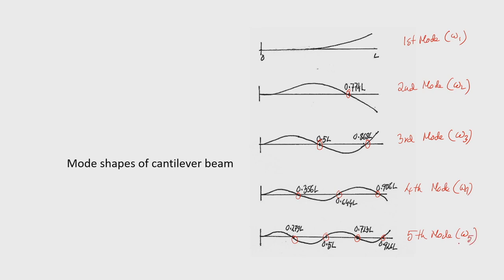So here you are getting four nodal points. You can see as you increase the number of modes, the number of nodes are also increasing. At the nodal point there is no displacement. So if the beam is excited in the second mode, at 0.774L you will get no displacement.